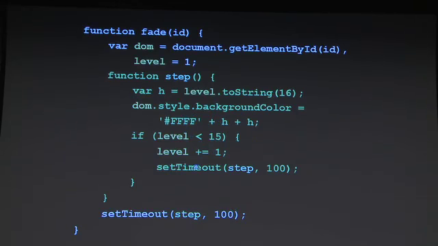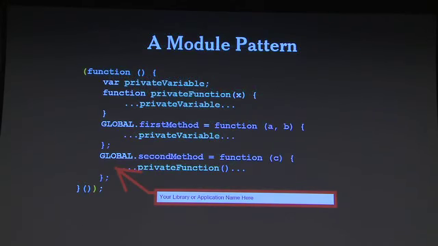And because this level variable is available to this step function even after this function has closed, what happens is that when you call fade ID, then it will fade really gradually over 16 steps to white. That's the kind of thing that closure lets you do.